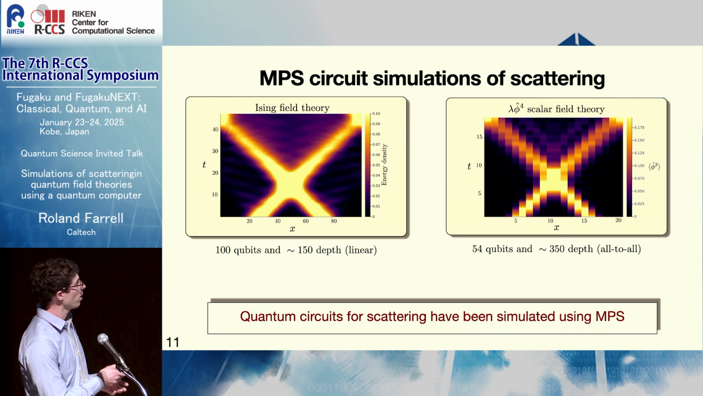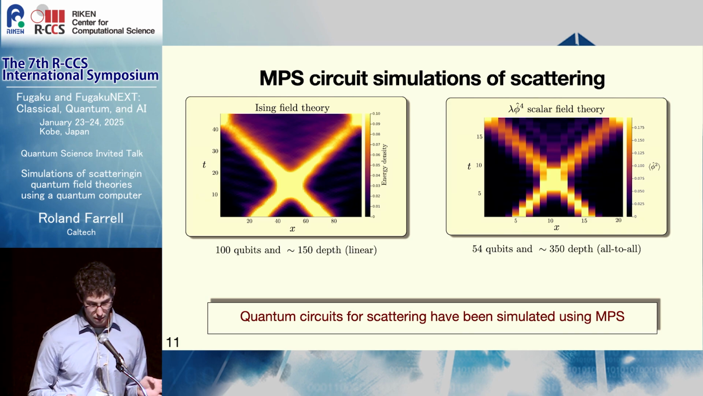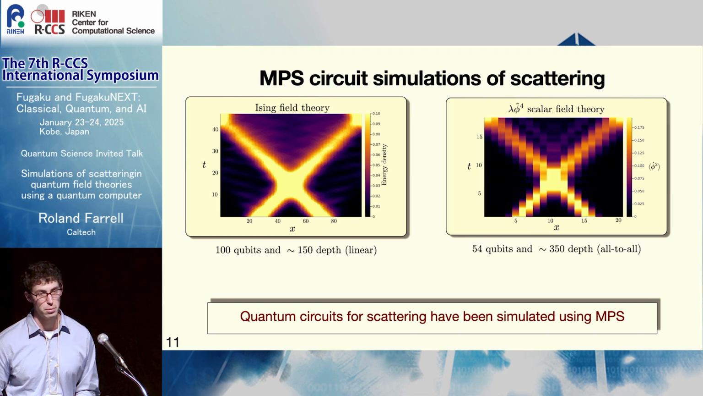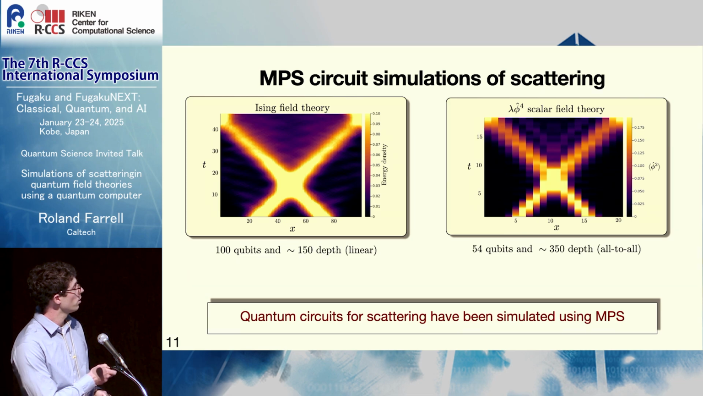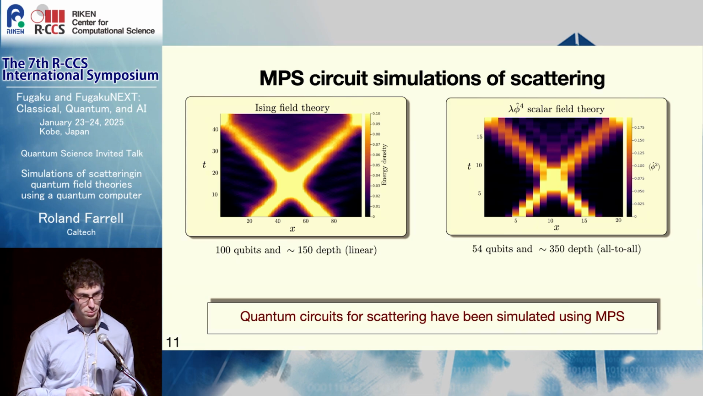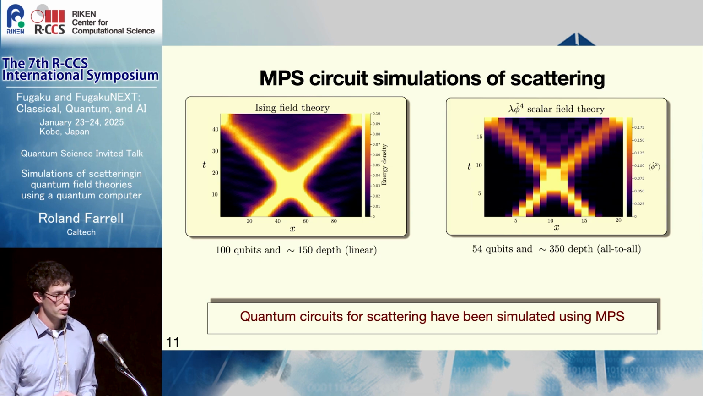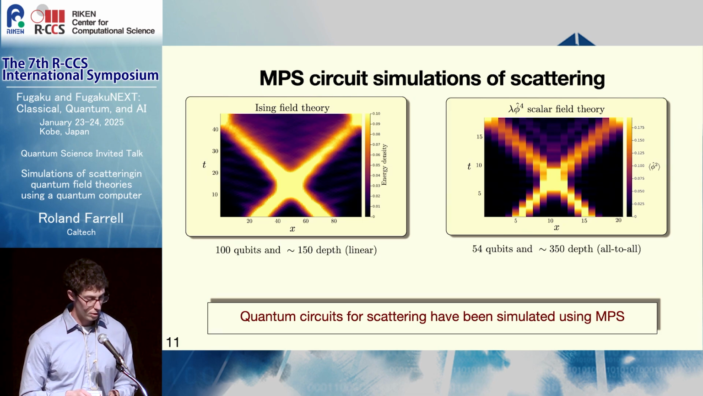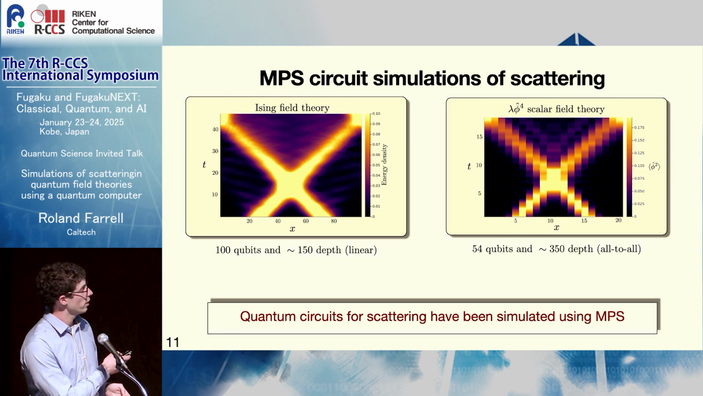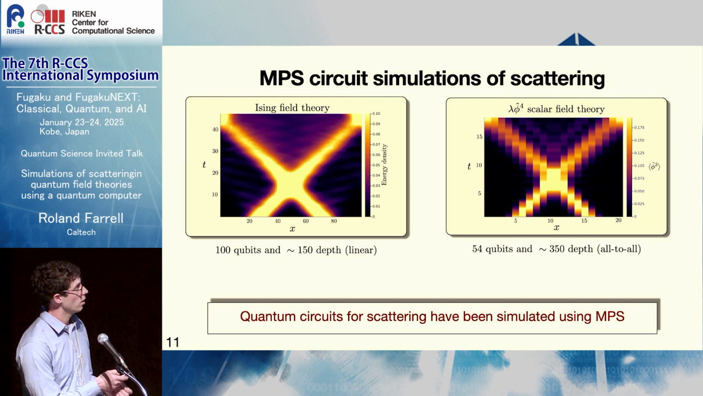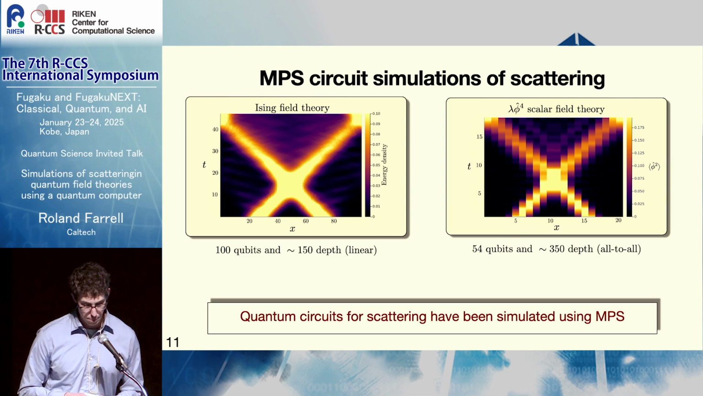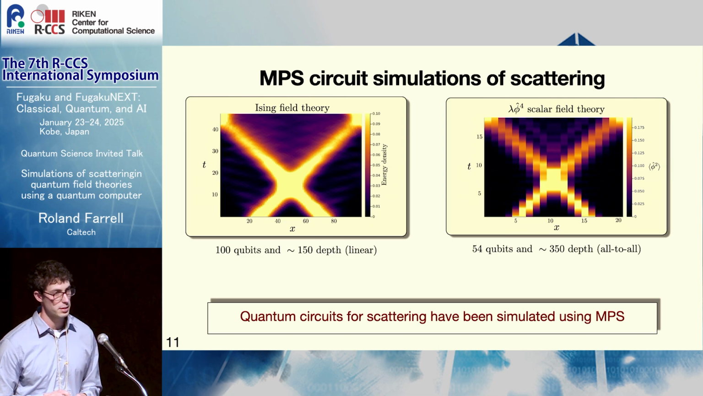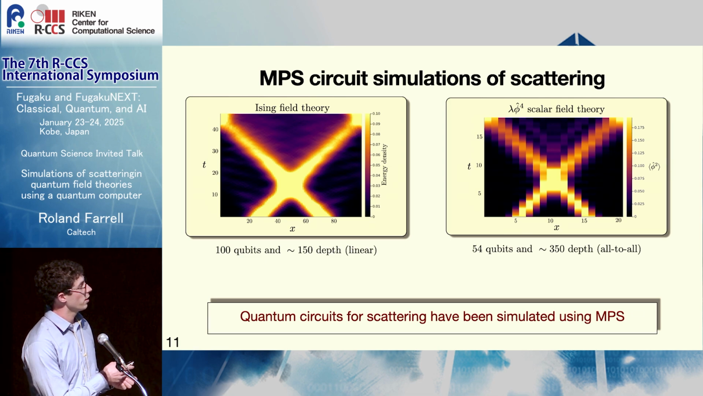And what's quite exciting is that the number of qubits and circuit depth that you need to simulate the scattering is really not too great. In this Ising field theory case, it seems that with 100 qubits and a depth of about 150, assuming linear connectivity, you can perform this full simulation. And for this scalar field theory, if you had 54 qubits and around a depth of 350 with all-to-all connectivity, you could simulate scattering in this theory.